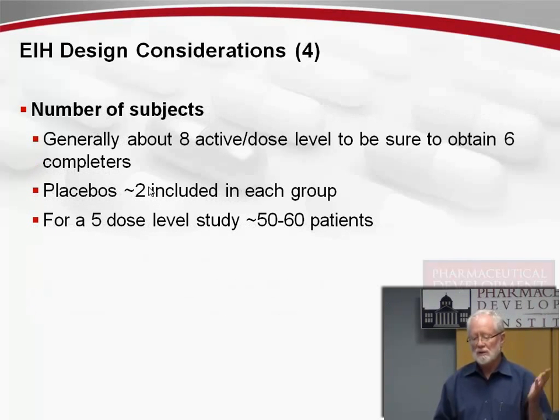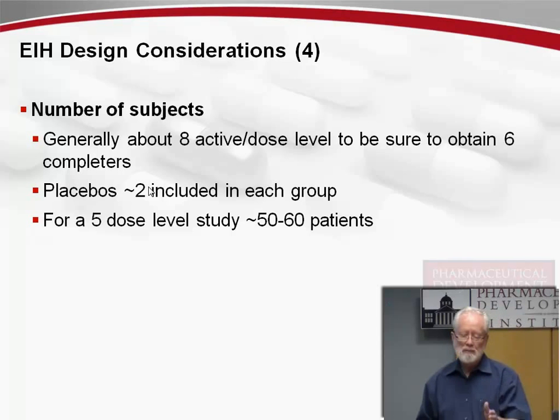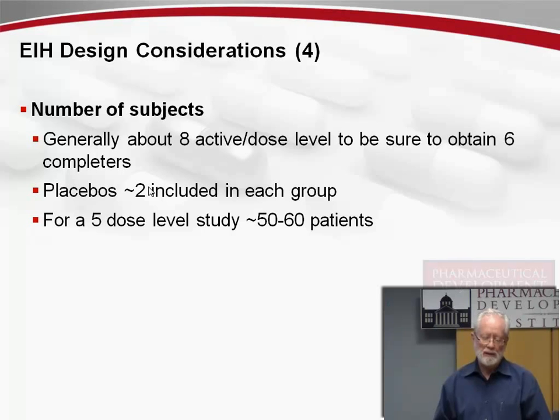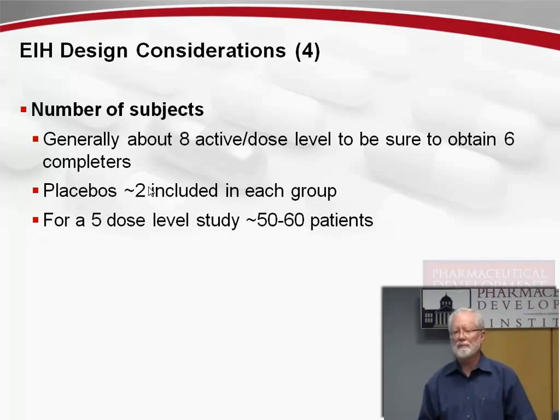Number of subjects: often a group size will be 8, with 2 of those placebo and 6 active, or you can put 8 active, but some number in there. Usually these groups are somewhere around 8. And for a 5-dose level study, which is fairly typical, you'll go to 50 or 60 patients.